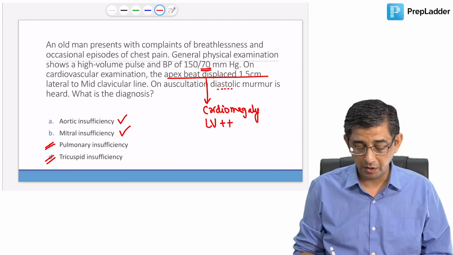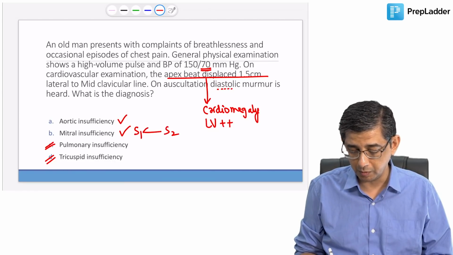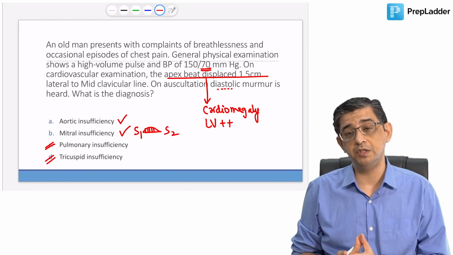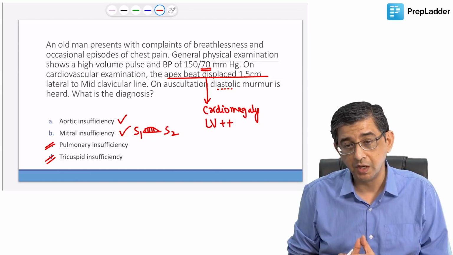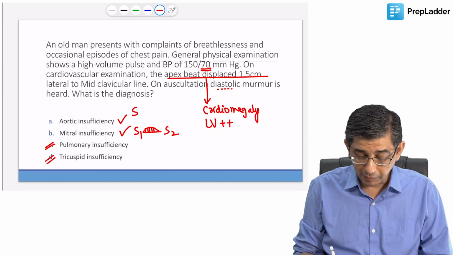Now you need to remember that in mitral regurgitation the murmur that is present is called a pansystolic murmur. I drew that also. In mitral regurgitation or mitral insufficiency, we get a pansystolic murmur, whereas in this question, he simply mentioned a diastolic murmur. He even spared you the hassle.